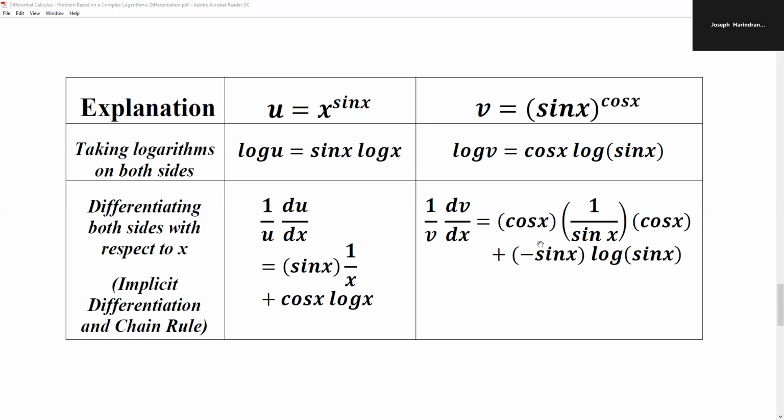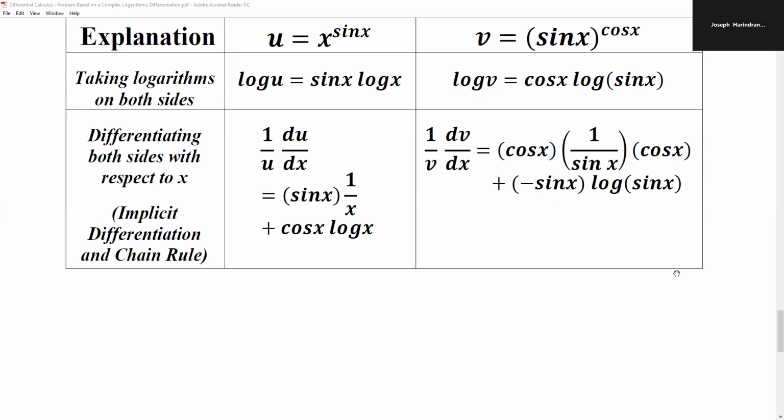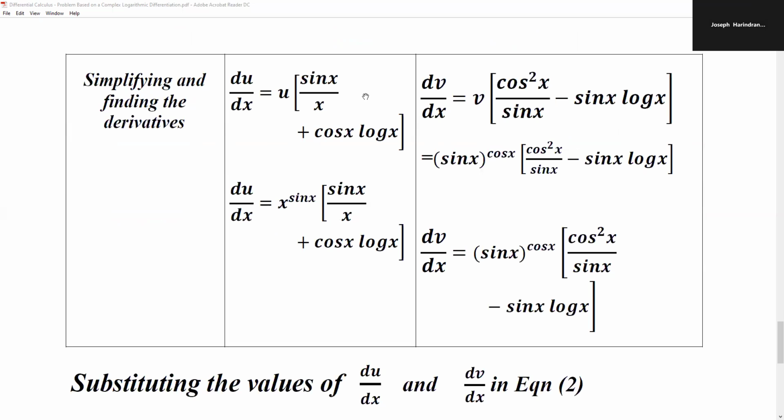dv by dx is equal to, using the product rule, since it's a product of two functions, cos x as it is, into the derivative of log of sin x, which is the logarithmic function chain rule. We first differentiate log of sin x as 1 by sin x, and then sin x with respect to x gives cos x. So we multiply by cos x, plus the next part. Differentiate cos x, we get minus sin x, and log of sin x we keep as it is. Moving on, we multiply this by v on the other side.